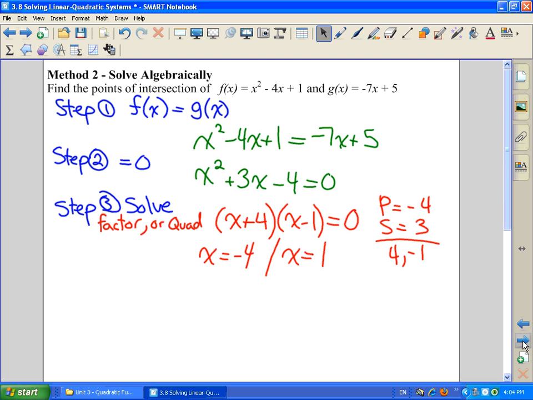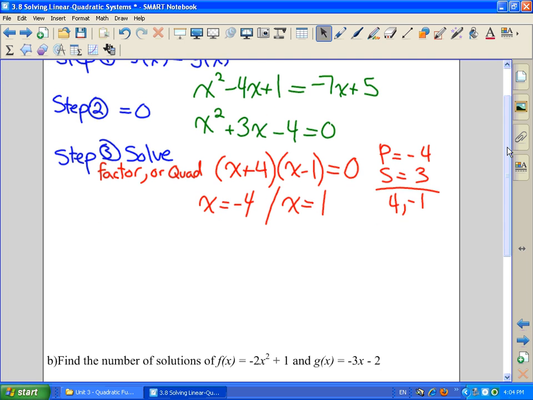That tells us already that we know there's two solutions, but we only have the x part of it. To find the y part, we've got to sub those into f at x and into g at x. So step 4 is to sub x values into the function.